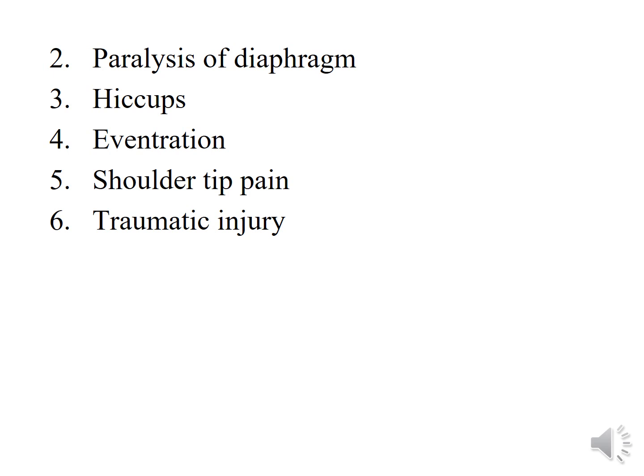Shoulder tip pain occurs in pathology of the diaphragm because the phrenic nerve and the supraclavicular nerve have the same root value, C3, 4, 5, right? So if there is any problem or pathology in the diaphragm, it will be referred to the right shoulder tip because of the same innervation. Trauma can occur in the diaphragm and it will result in difficult breathing.